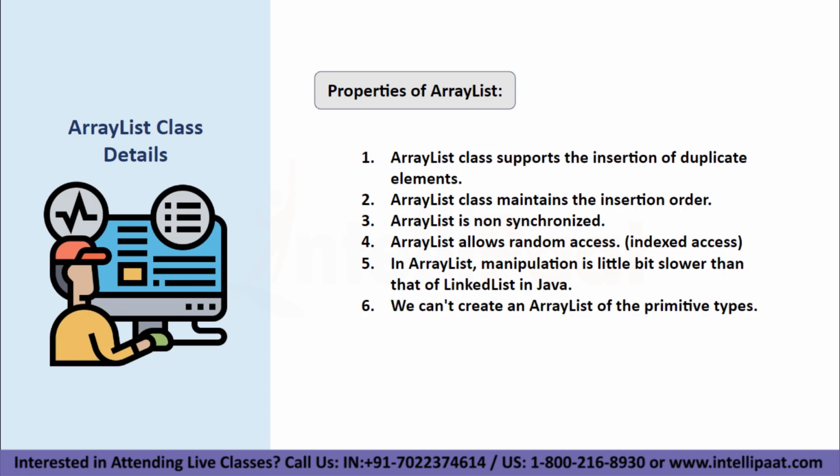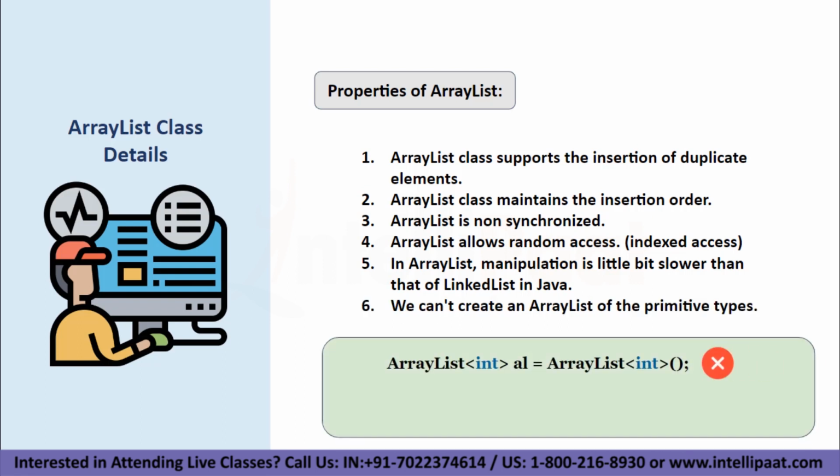Then we have another property which says we cannot create an array list of the primitive types such as integer, float, char, etc. We'll have to use the predefined wrapper classes in such cases. So the example given here won't be the right option for creating an array list, but if you write it with wrapper class, then it will work fine. I hope this is clear to all of you.